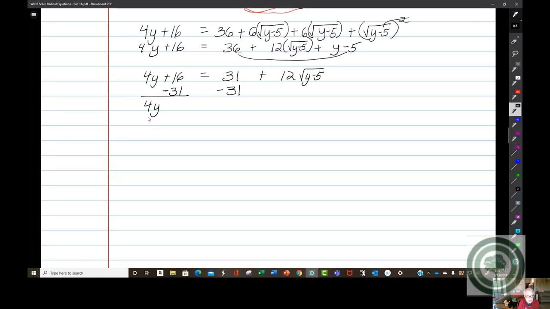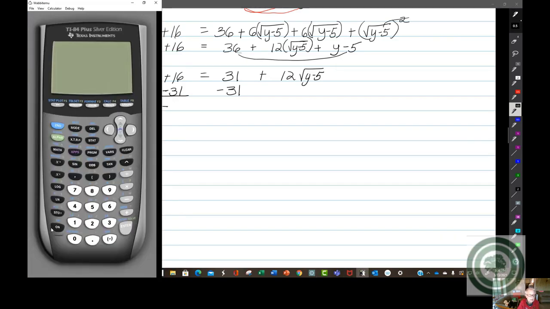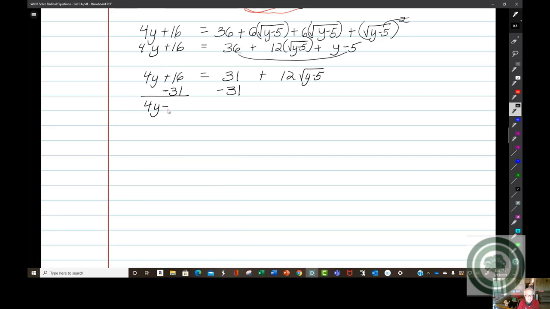4y minus, let's find out, minus what? 16 minus 31 is negative 15. And I had already written down the minus sign.